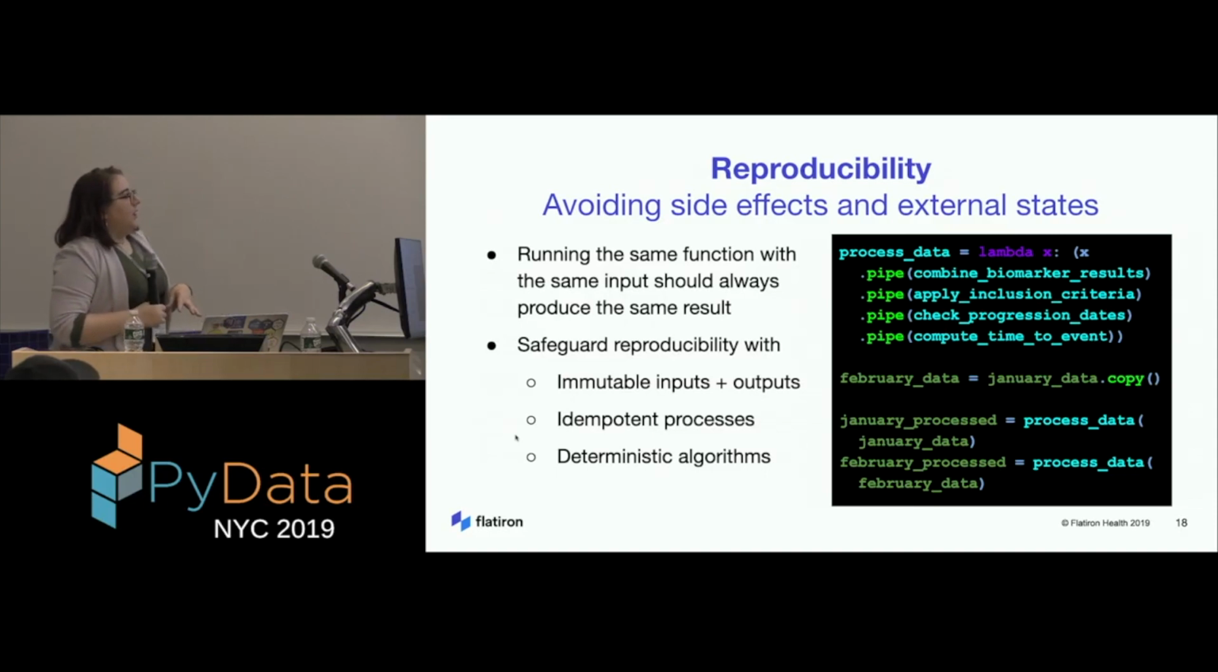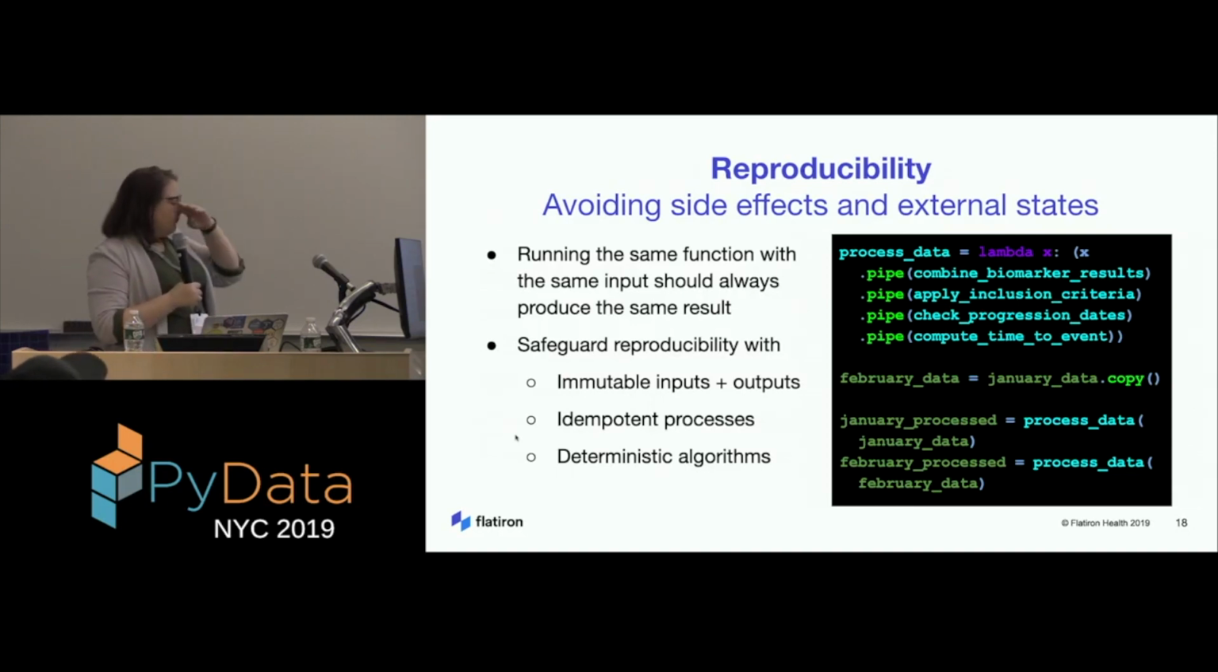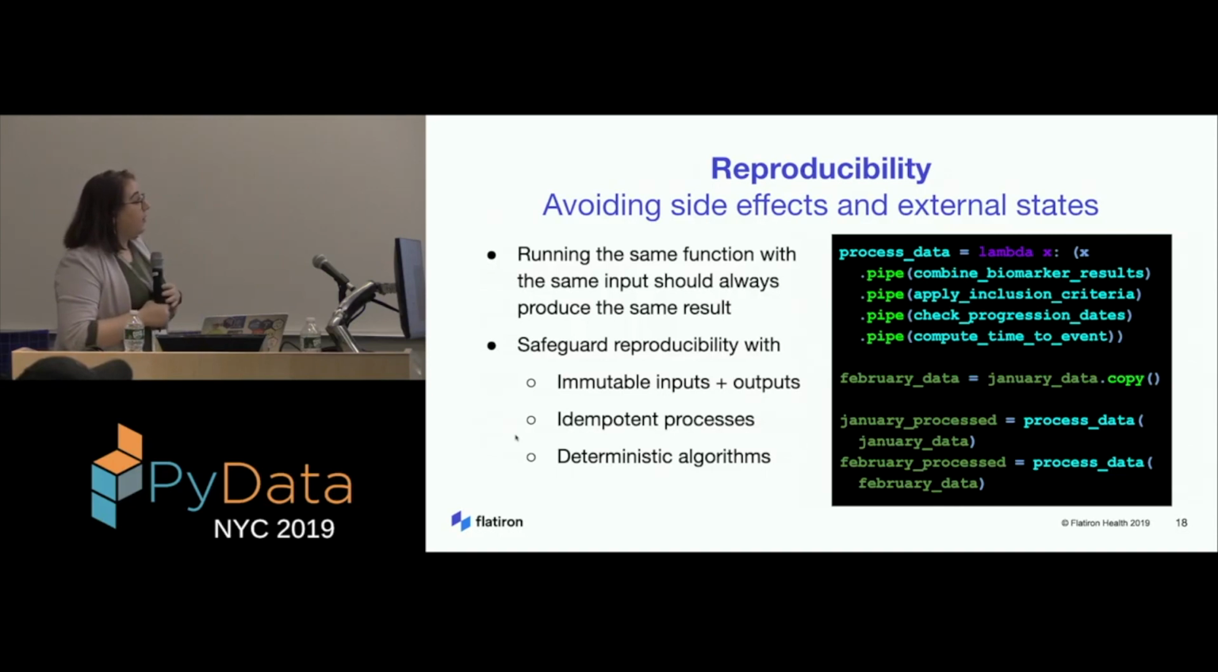So this concept of immutable inputs and outputs and processes that are deterministic and always return the same result when given the same inputs, that's going to help increase the reproducibility of our code.